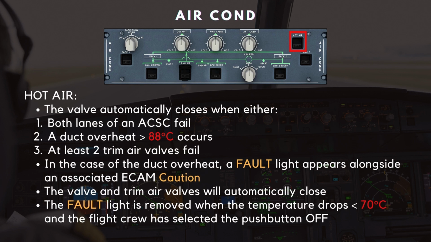The valve automatically closes when either both lanes of an ACSC fail, a duct overheat above 88 degrees Celsius occurs, or at least 2 trim air valves fail. In the case of a duct overheat, an amber fault light appears alongside an associated ECAM caution. The valve and trim air valves will automatically close in this case. The fault light is removed when the temperature drops below 70 degrees Celsius and the flight crew has selected the push button off.